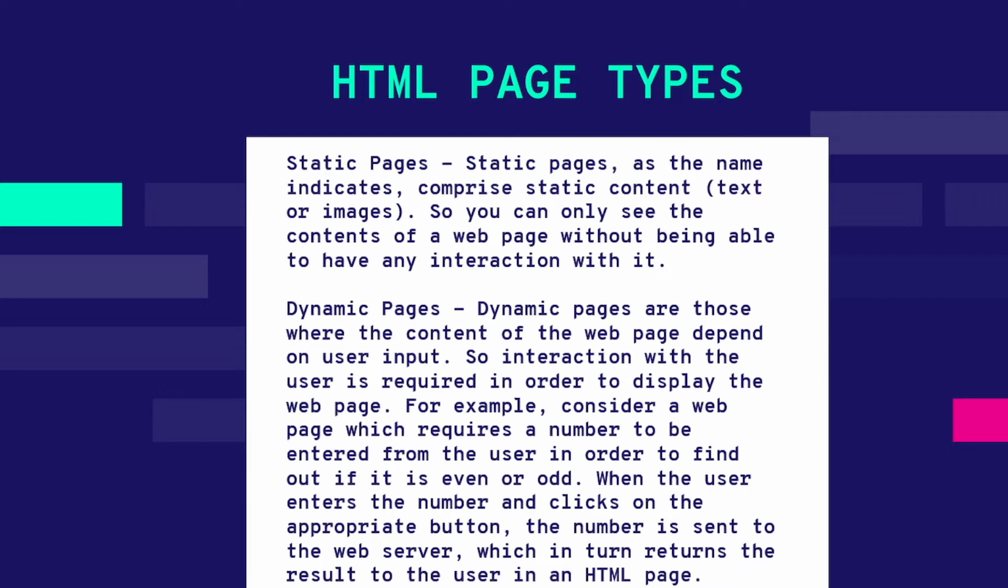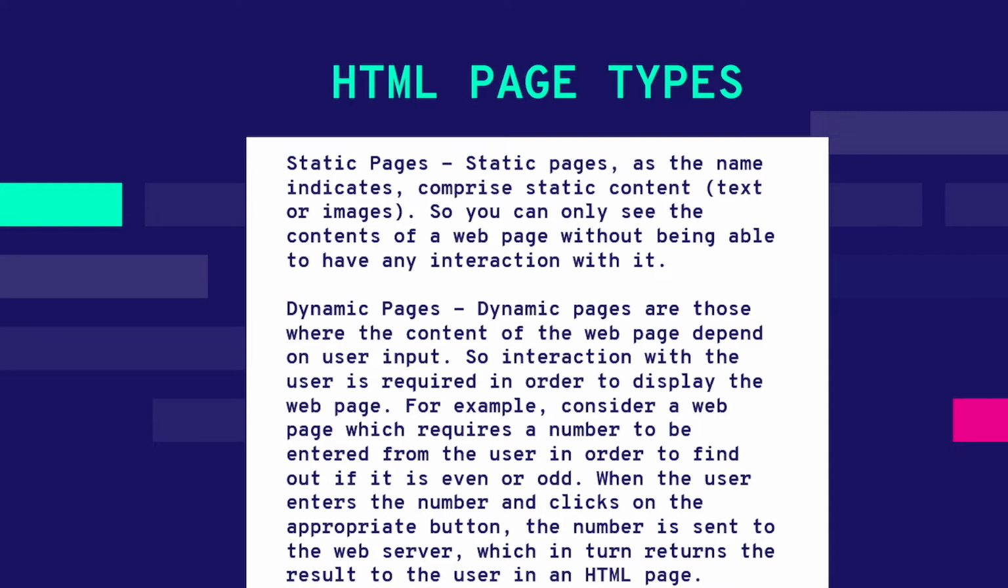So HTML page types. What type of HTML pages exist in today's world? So actually two types of HTML pages exist. One is a static page. A static page, as the name indicates, comprises static content, text or images. So you can only see the contents of a web page without being able to have any interaction with it. So you are not interacting with the content. You're just watching the contents of a web page. For example, in a blog, you just see the content of a web page. You don't actually interact with that.